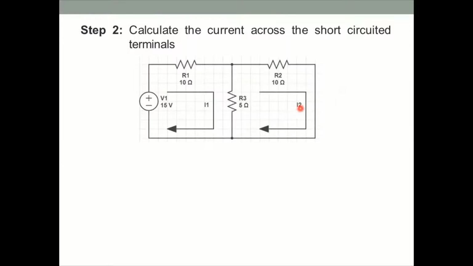In order to calculate this I2, or the current flowing through this resistor R2, what I'm going to do is apply mesh analysis or loop analysis for this circuit. In order to apply the mesh analysis or loop analysis, we need to give the loop currents. The same thing I have mentioned here. I1 is the current flowing through loop 1 and I2 is the current flowing through loop 2.